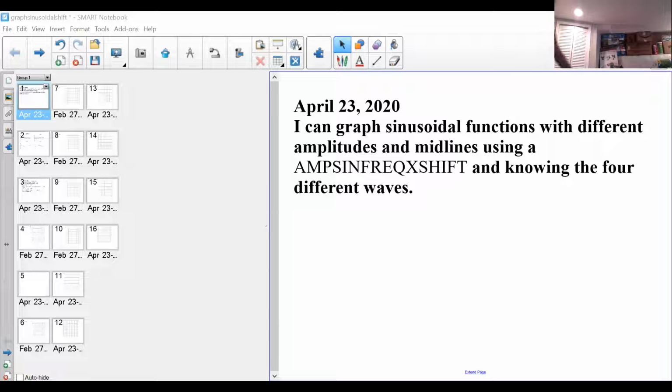To help you remember amp, sine, freq, x, shift. And let's get a nice big view of me.